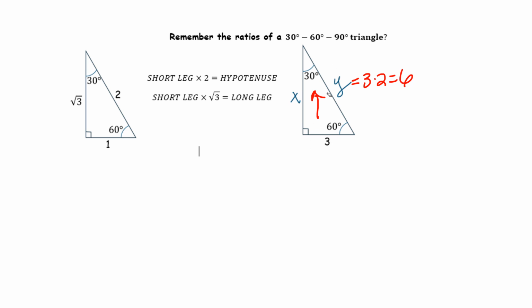And we know that to get the long leg, if I know what the short leg is, I just multiply by the square root of 3. Make sure you know that. Make sure you have it memorized or that you can figure it out, which you can do if you draw a 30, 60, 90 triangle. We did that in a previous lesson. You can go back and take a look at that.